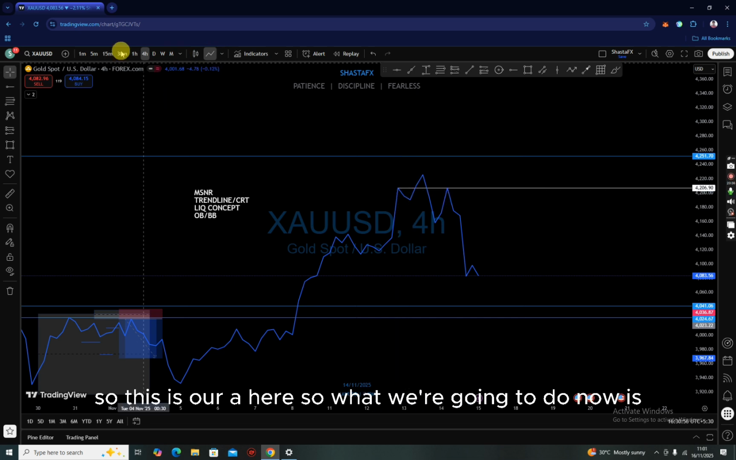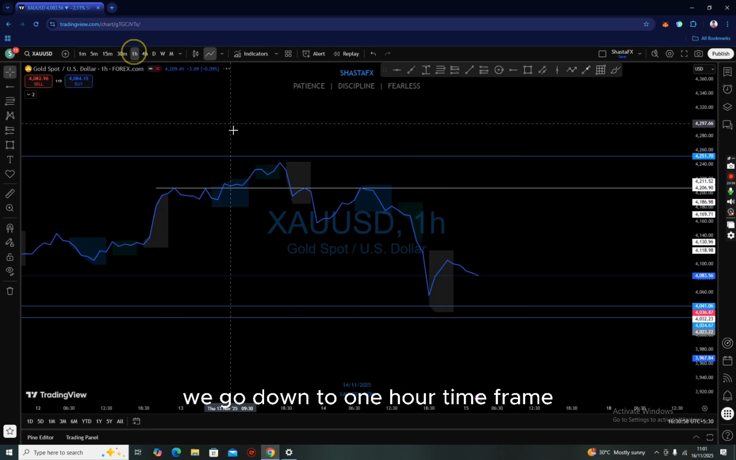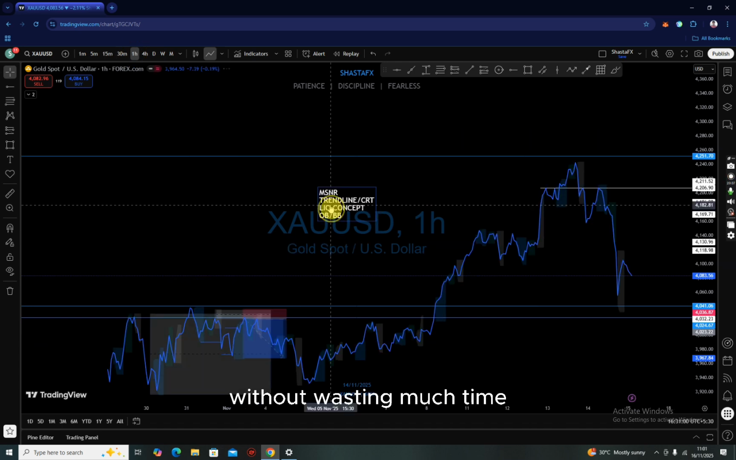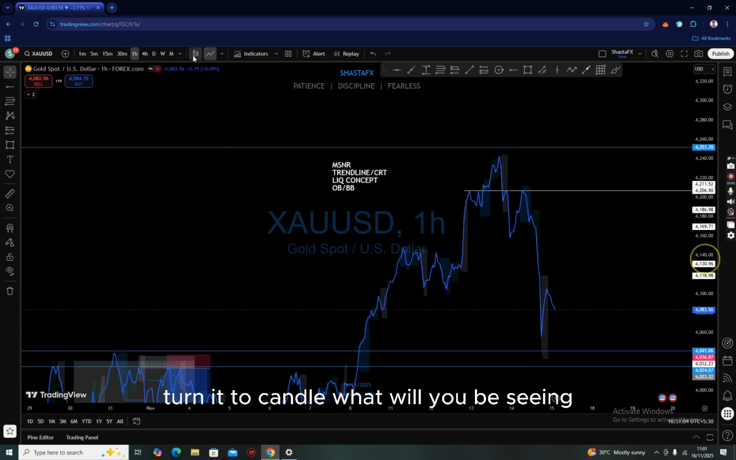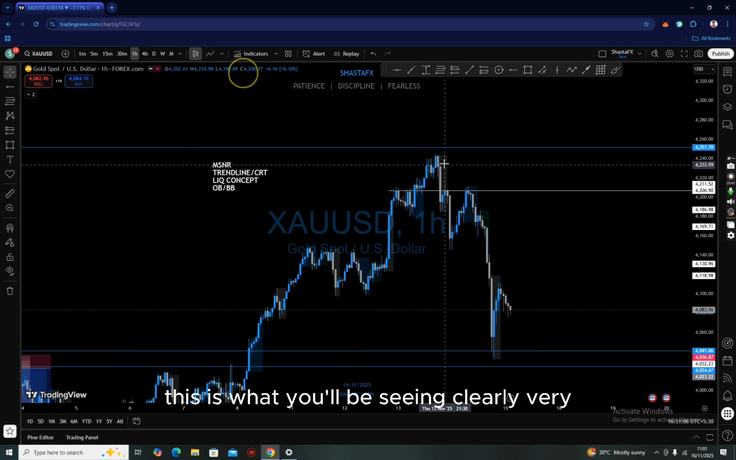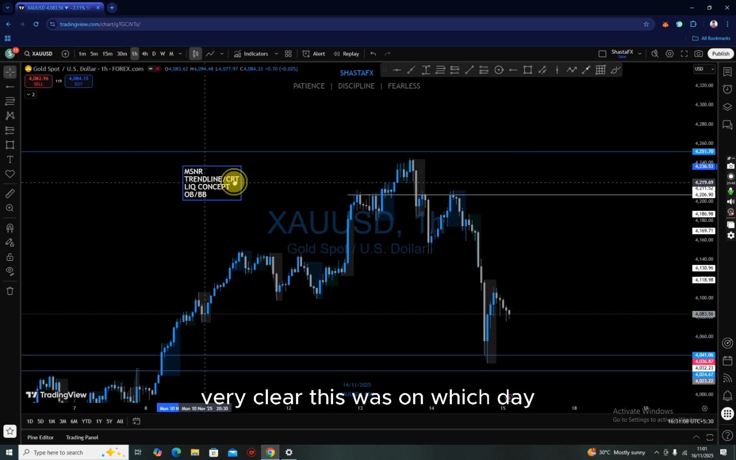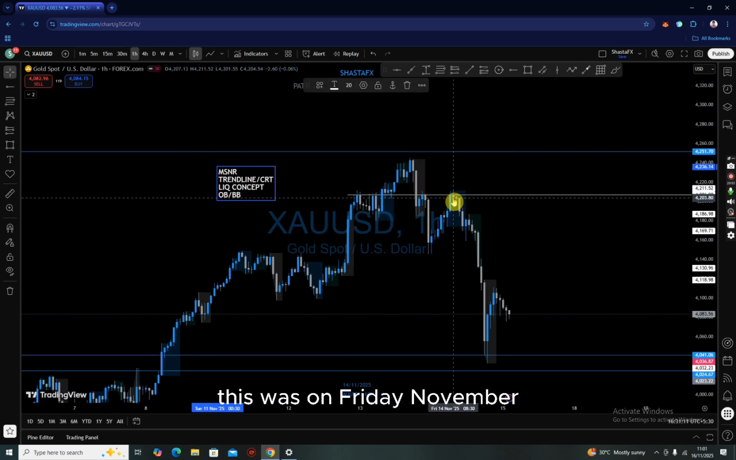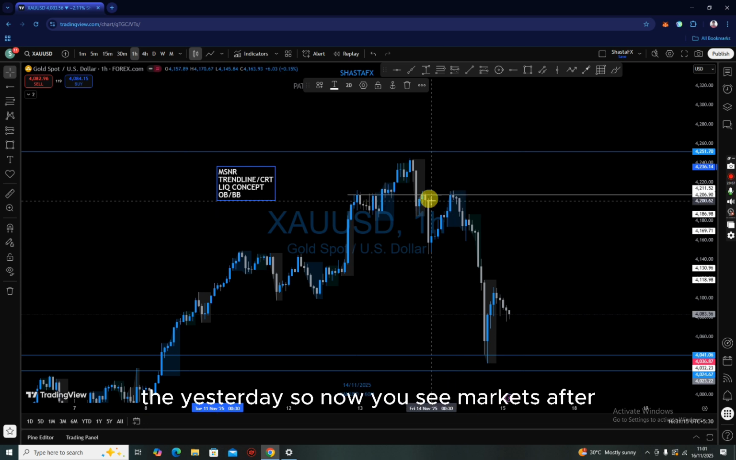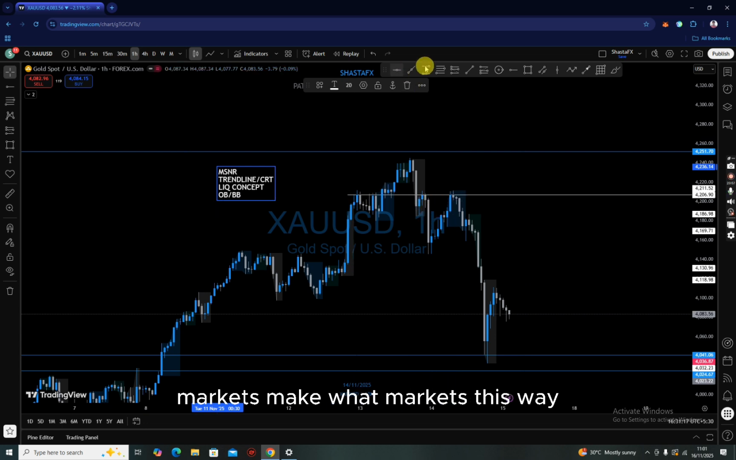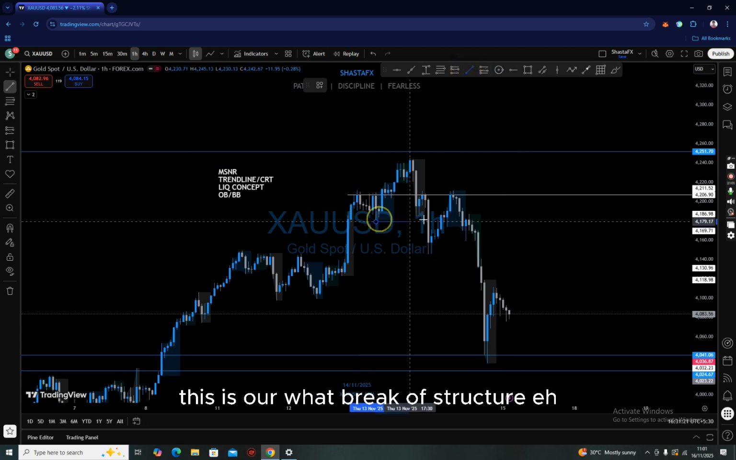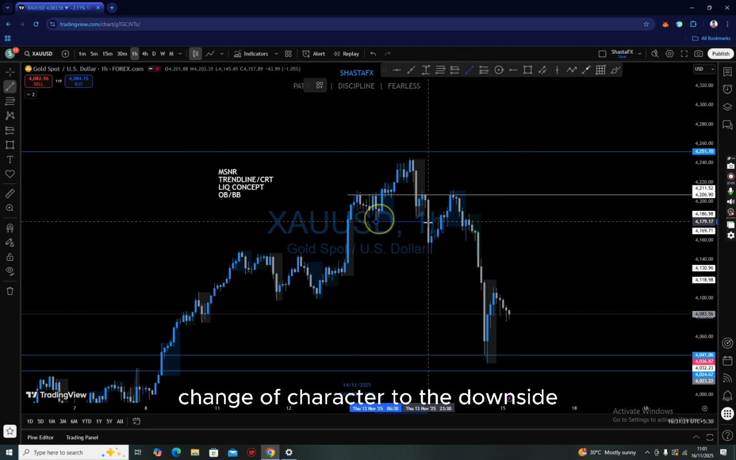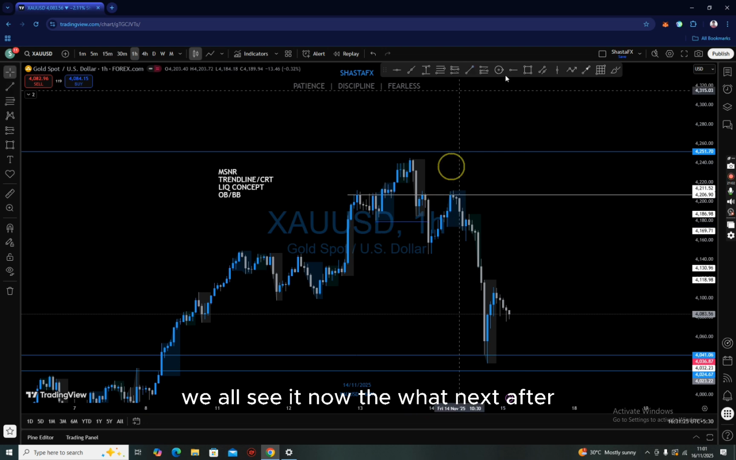So what we are going to do now, without wasting much time, is go down to the 1 hour time frame. When you go down to the 1 hour time frame and turn it to candle, this is what you'll be seeing clearly, very clear. This was on Friday, the 31st of October, being yesterday. So you see the market made what we call a break of structure, change of character to the downside. We all see it. Now, what next?